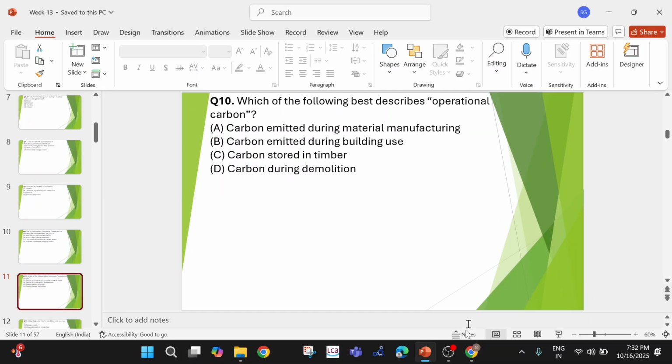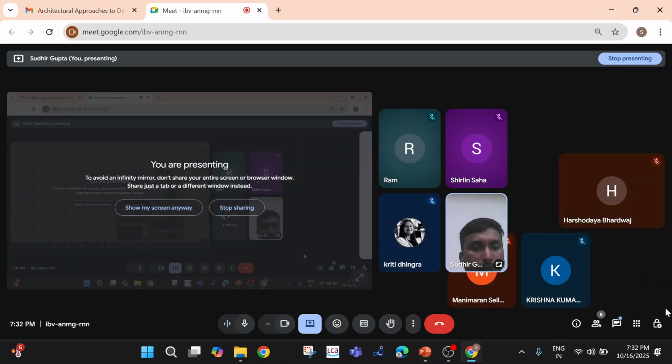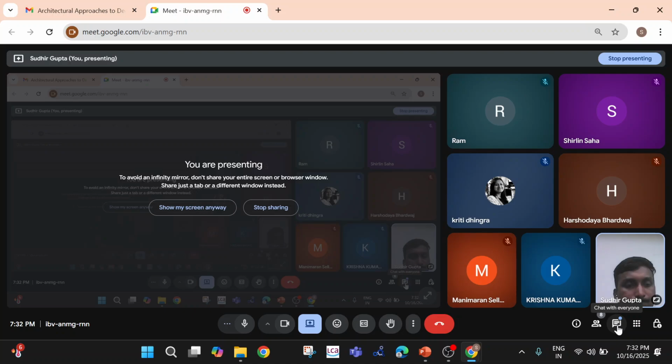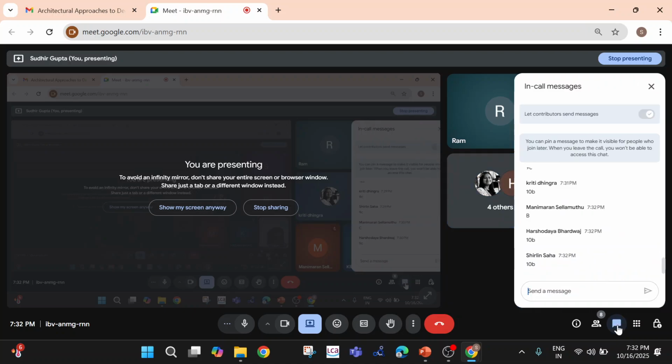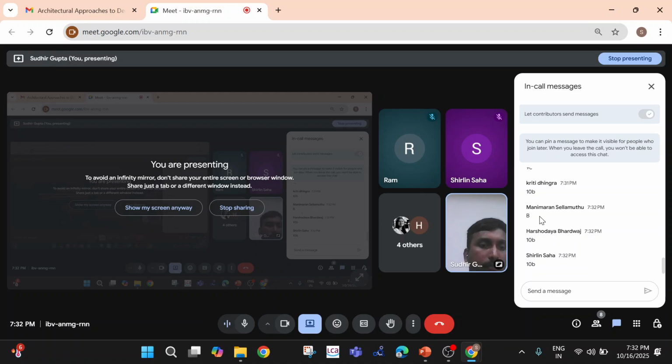So a lot of people have given their point of view for this question number 10, and Kirti, as she is leading today's problem solving session, was the first to give the answer, but it's good that a lot of participants have given their point of view and all of them are saying it's option B.